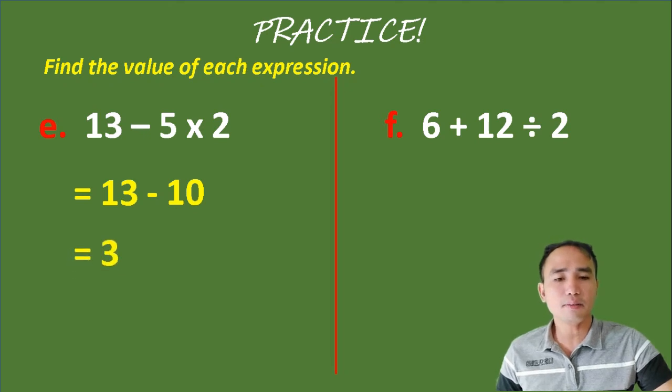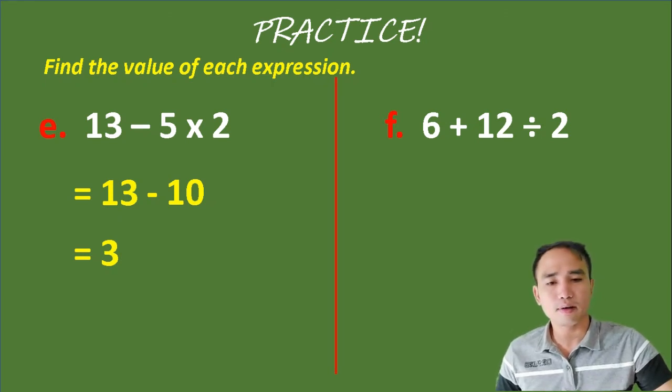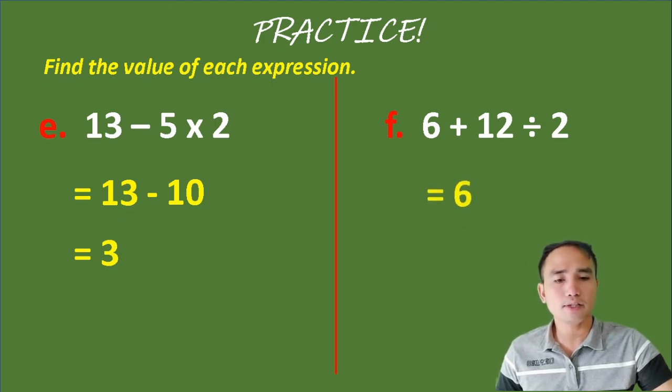Next, 6 plus 12 divided by 2. We need to divide first before adding. Okay, so copy 6 plus, 12 divided by 2 is 6. And 6 plus 6 is 12.